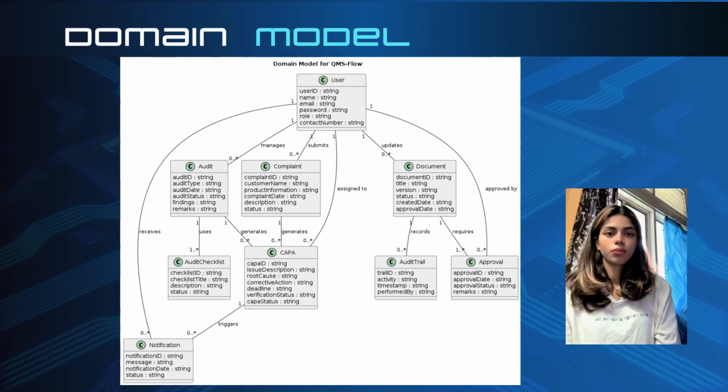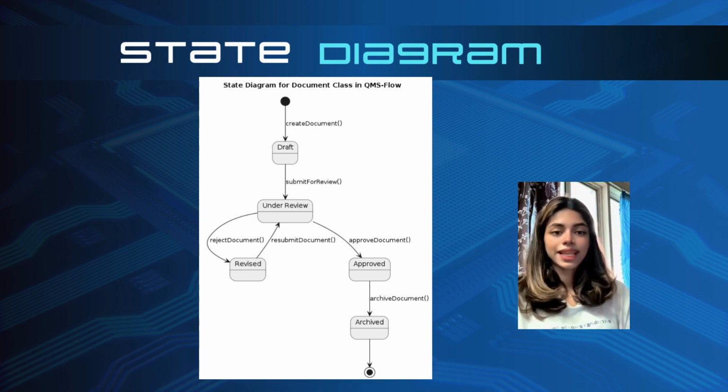So overall, the domain illustrates how the four models in QMS Flow are connected and interact with one another. This slide presents the state diagram for the document class in QMS Flow. The state diagram shows the life cycle of a document within the change control module.